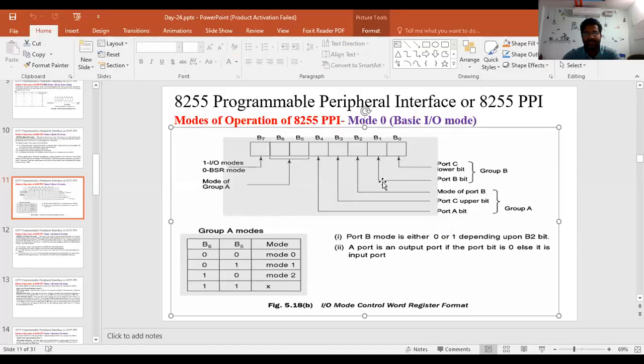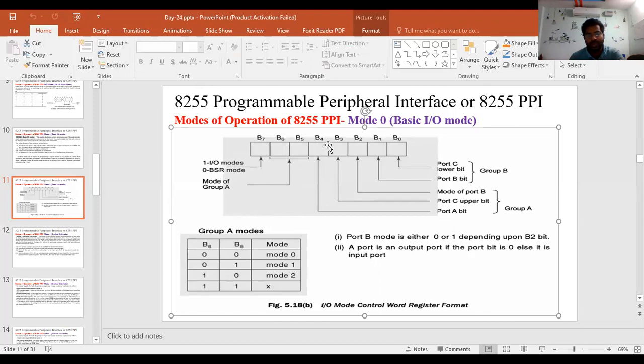Yes, see this. This is the CWR. You write the code for this. So what is the code here? In the first place, the D7 bit is 1 to indicate the mode set. The D6 and D5 bits indicate the mode for group A. I want mode 0 or mode 1, and in the example they can take 0, 0, so nothing but mode 0.